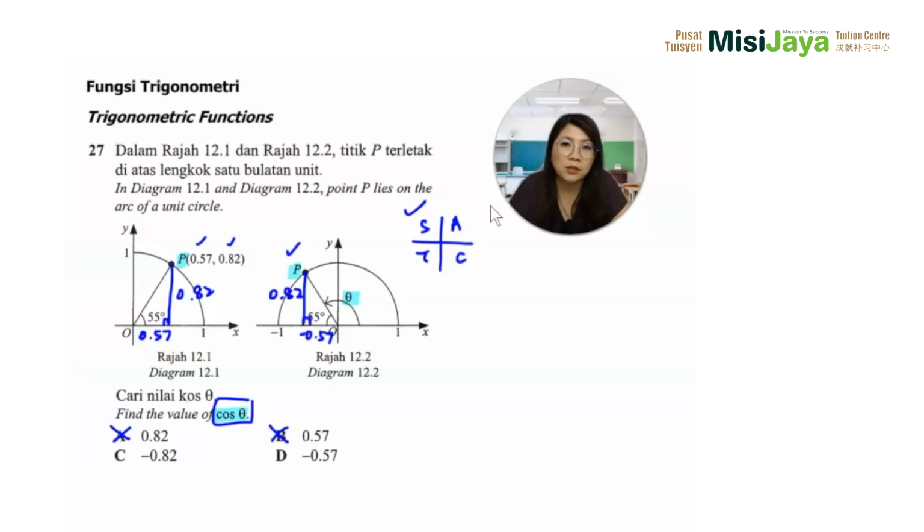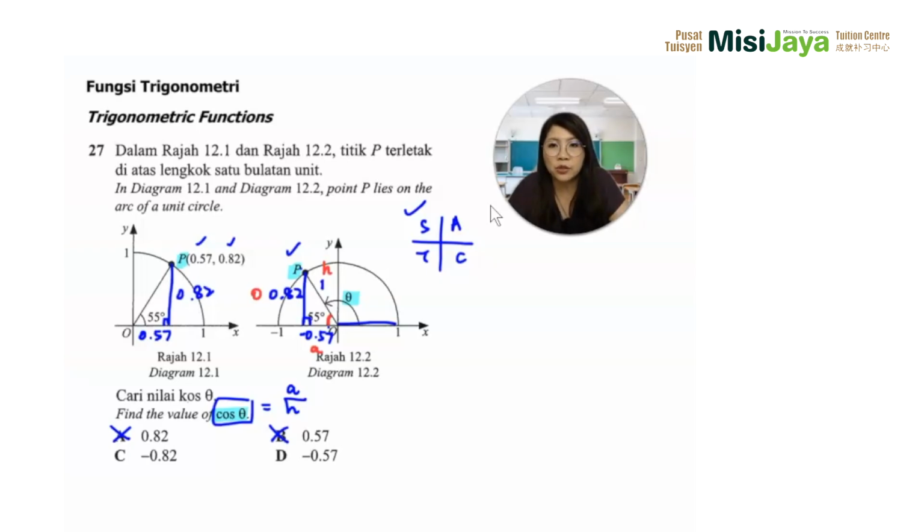So from here to here is 1, right? So from 0 to P is also 1, which means that this is the hypotenuse. So you know SOHCAHTOA, to find cos is adjacent side over hypotenuse. Where is the adjacent side? The adjacent side is the one that is next to the reference angle. So this is A, this is the opposite side, and this is the hypotenuse.